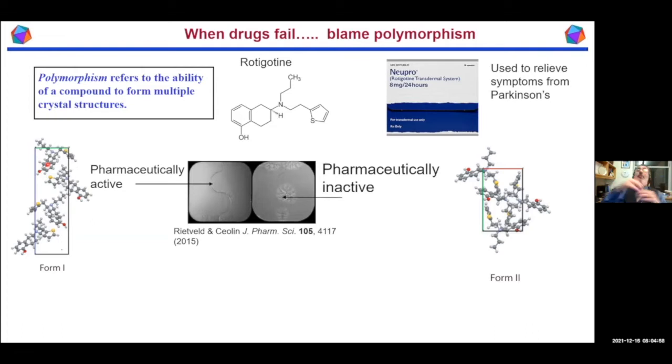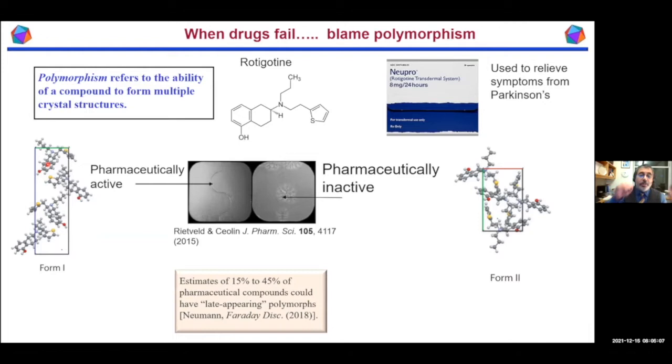All right, and when that happens, you have to recall your drug, and you have to try to find a way to reformulate it so that you avoid this late appearing polymorph. Well, it's been estimated that there could be as many as 15 to 45% of pharmaceutically active compounds that have these late appearing polymorphs. And this is something you'd like to know about before you go to market with your drug, obviously, because if you catch it too late, then you take the cost and the PR hit of actually having to do this massive recall.